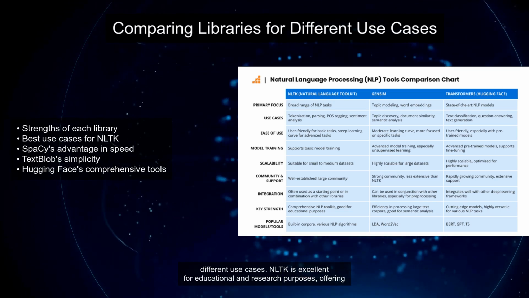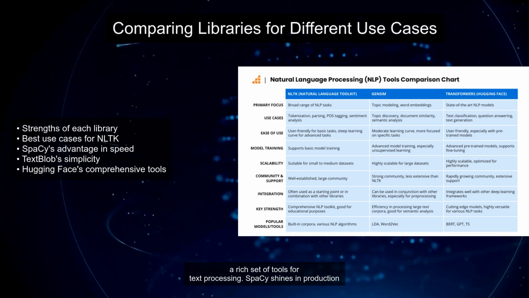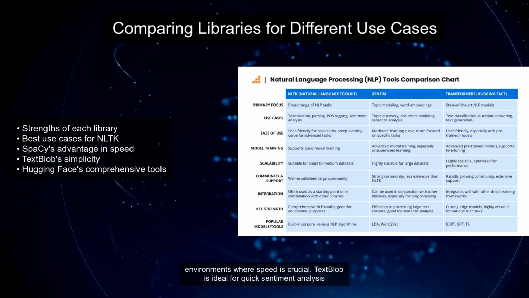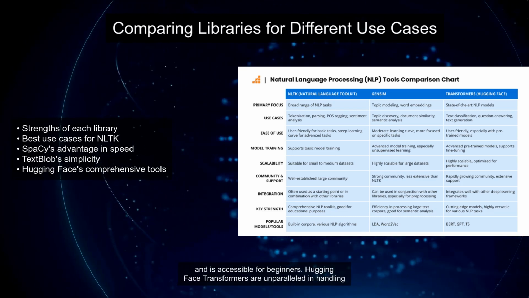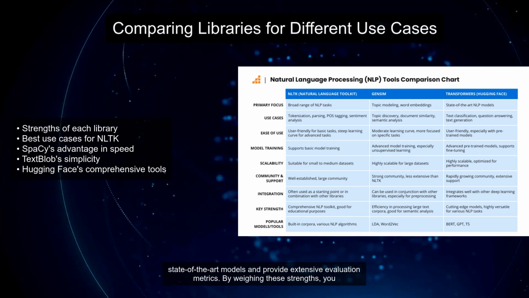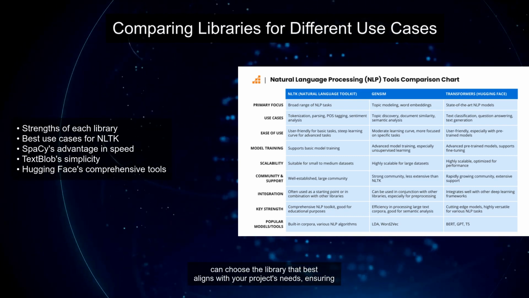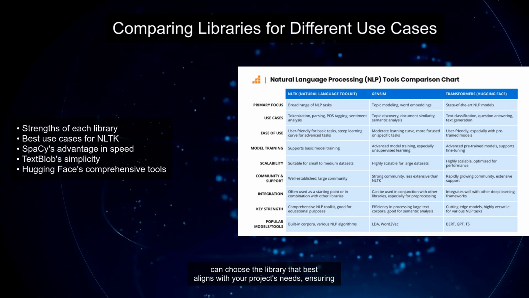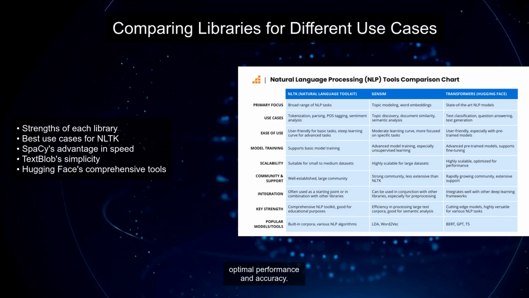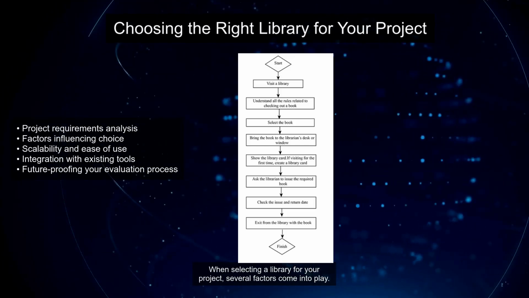With a solid understanding of each library, let's compare them based on different use cases. NLTK is excellent for educational and research purposes, offering a rich set of tools for text processing. SpaCy shines in production environments where speed is crucial. TextBlob is ideal for quick sentiment analysis and is accessible for beginners. Hugging Face Transformers are unparalleled in handling state-of-the-art models and provide extensive evaluation metrics. By weighing these strengths, you can choose the library that best aligns with your project's needs, ensuring optimal performance and accuracy.